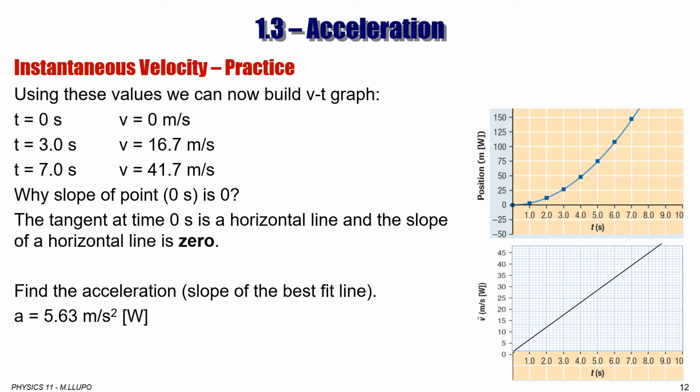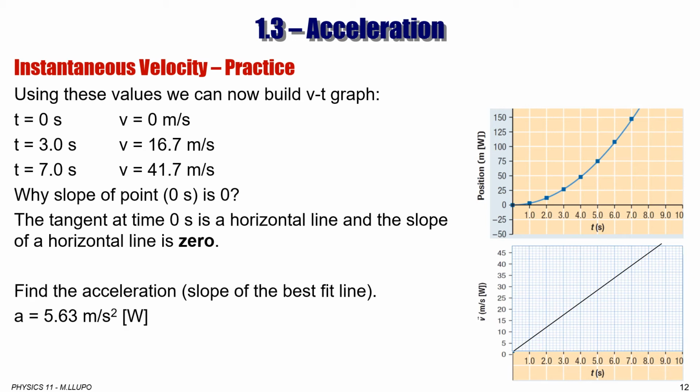Then we can calculate the slope of the line of best fit, which in this case is 5.63 meters per second squared west. Why west? Because it takes the direction of velocity, and that is a positive slope, which is the same direction. And this is how you can derive a velocity time graph from a position time graph.